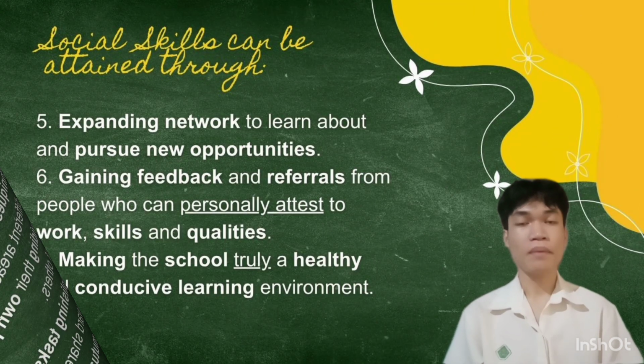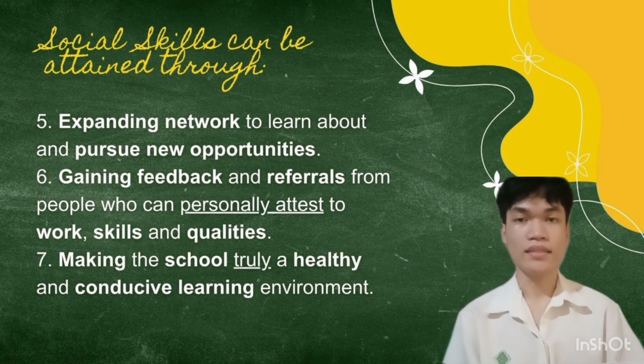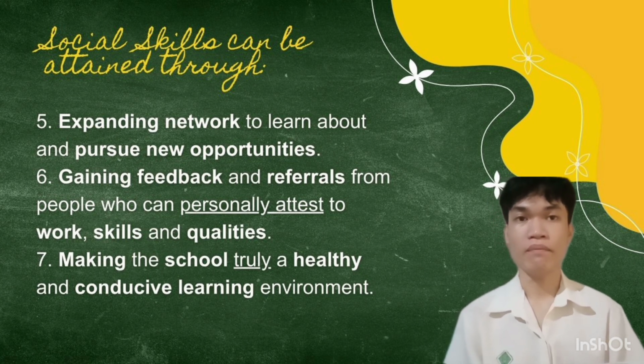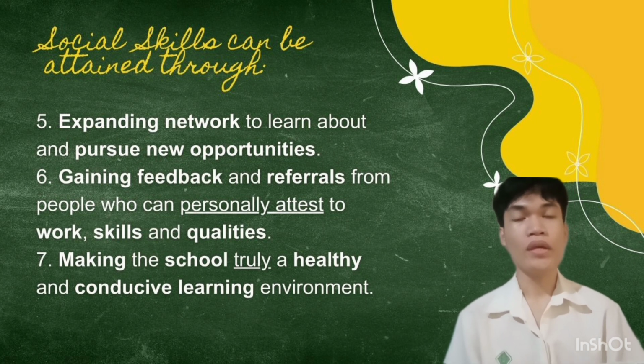Number five, expanding network to learn about and pursue new opportunities. Six, gaining feedback and referrals from people who can personally attest to work, skills, and qualities. For the last, seven, making the school truly a healthy and conducive learning environment. So it is really important for us to learn all of this. Still, we'll be able to foster much effective and have refined social skills that we can use in our daily life setting and when we communicate with others, as well as particularly in school setting, like with our classmates, colleagues, and the teachers as well.